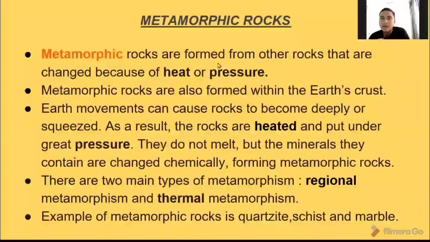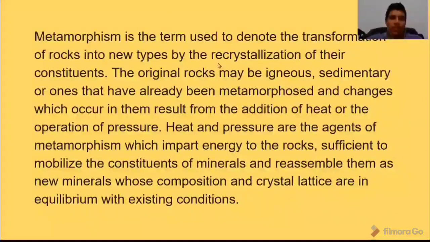There are two main types of metamorphism. First is regional and second is thermal. Examples of metamorphic rocks are quartzite, schist and marble. So the formation of the metamorphic rocks is known by the process called metamorphism.